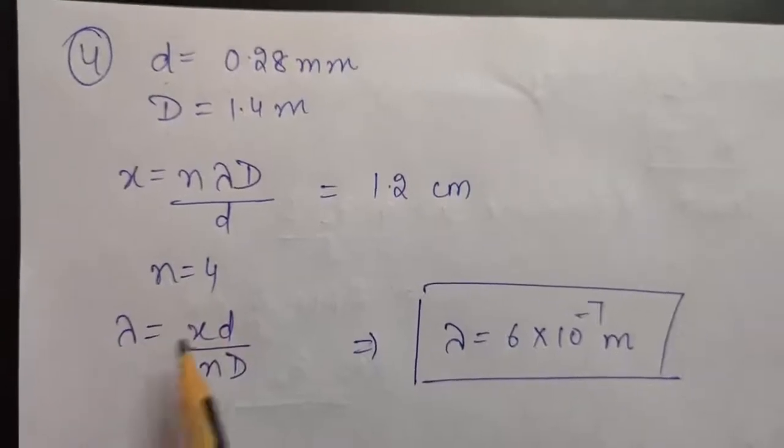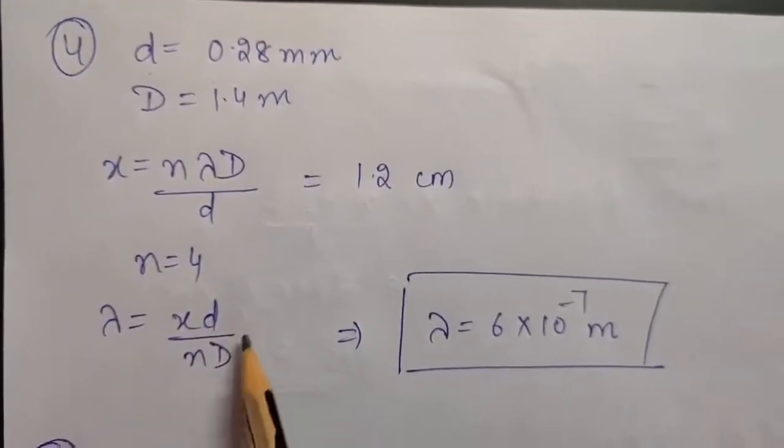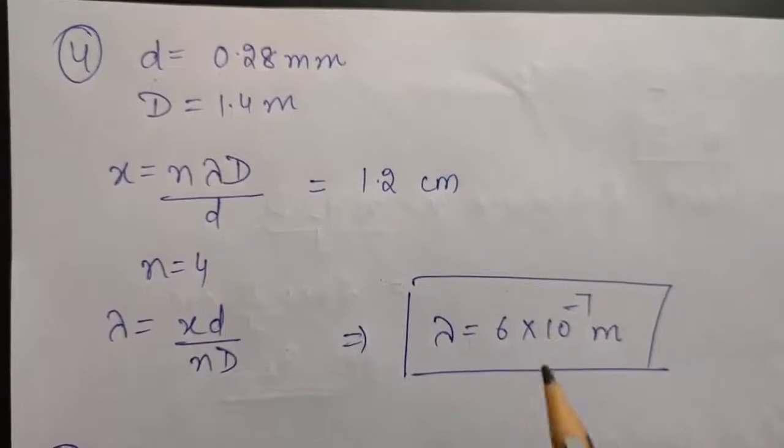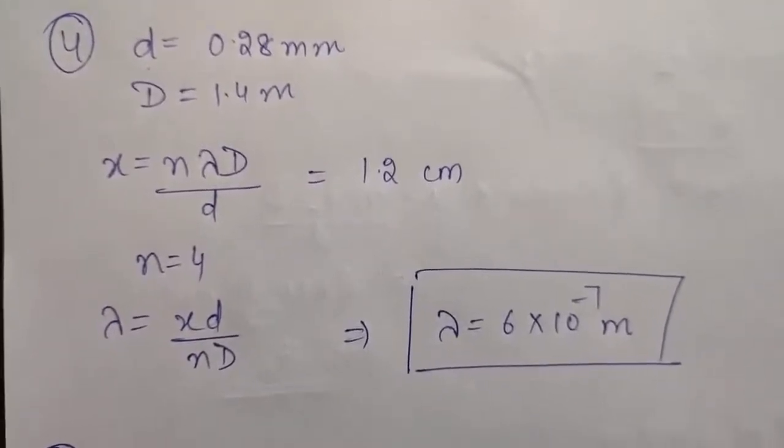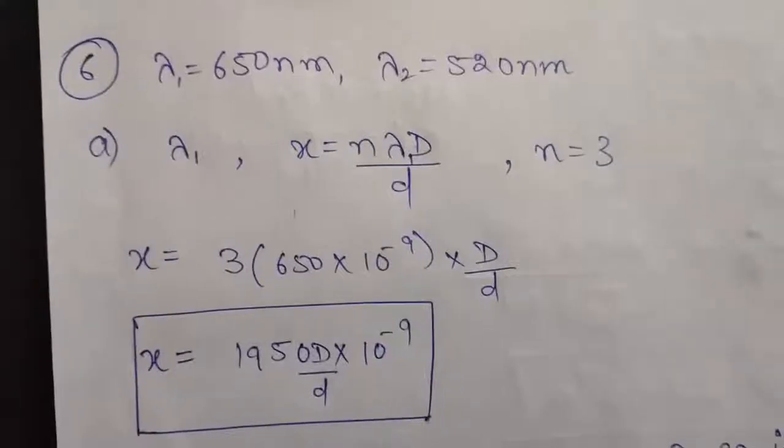So lambda will be xd upon nd. Now you know all the values, put it here. You will get the wavelength of light to be 6 into 10 to the power minus 7 meters. Next is question number 6.